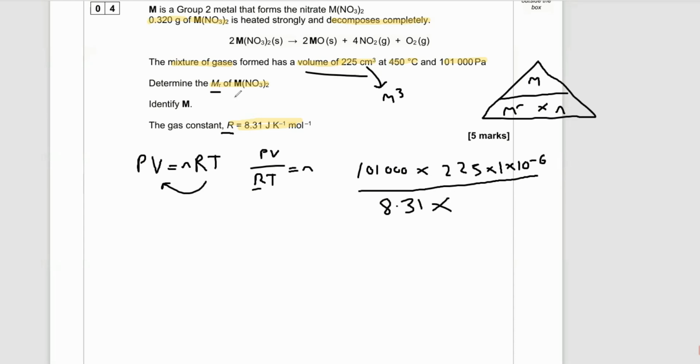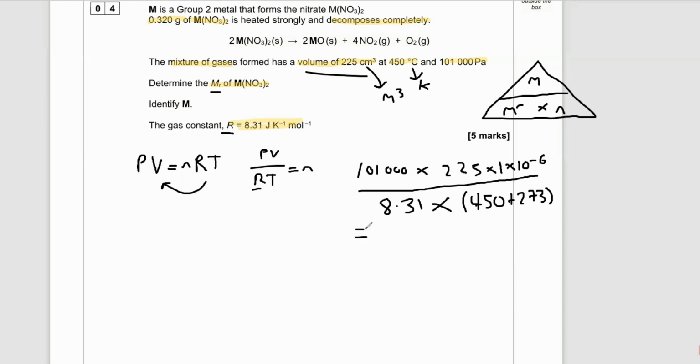You can do that 2 ways. You can do 225 times 1 times 10 to the minus 6, or you can divide by 1 times 10 to the 6, both the same. Now that's going to be divided by 8.31, the gas constant, times 450 degrees, but turn it into Kelvin for this, so add 273.